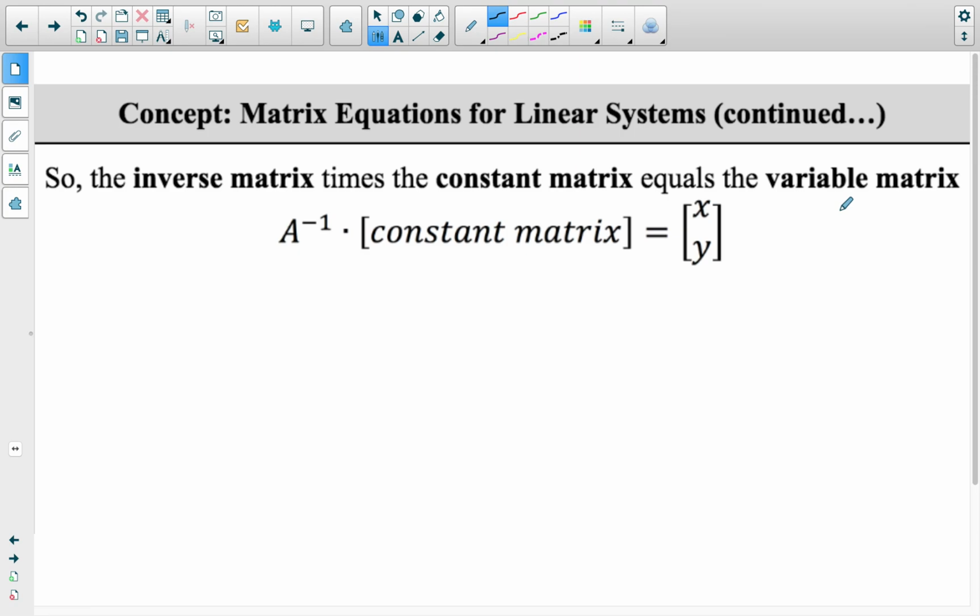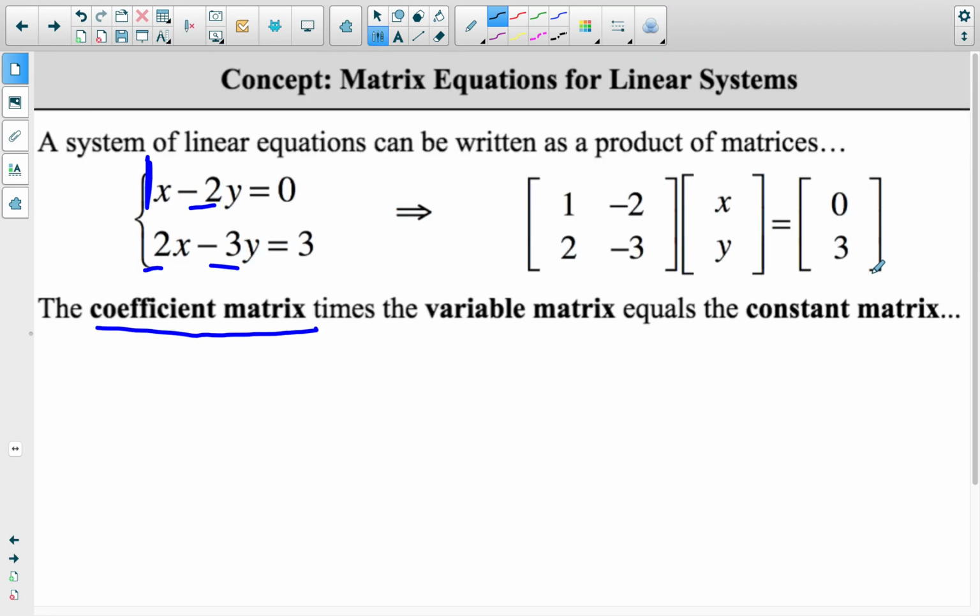Flipping back to page 18, on the very back page of your notes, what this does is it allows us to use this concept: the inverse matrix times the constant matrix will equal the variable matrix. Conceptually, say I want to get x and y by itself. I want to get this matrix by itself. In order to move this matrix over to the other side, I can't just divide. There is no dividing with matrices.